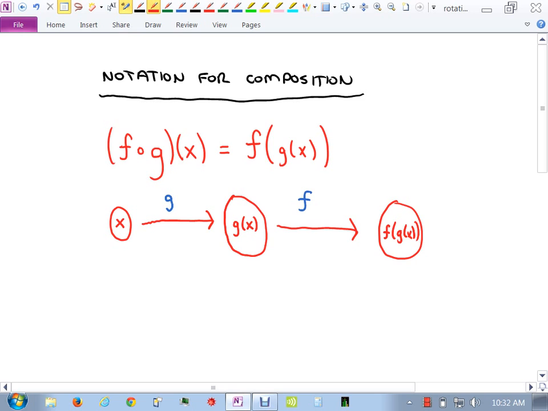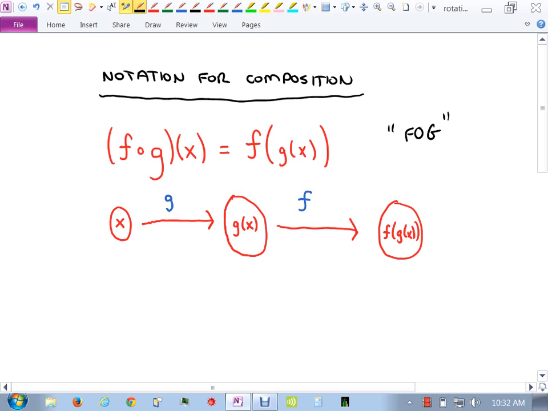Now, I've heard instructors, and I've even heard a few people today say this, "fog." That little F of G of X thing over there looks like fog. Right? It is fog. Whatever. That's fine. It's cute if you remember it that way.